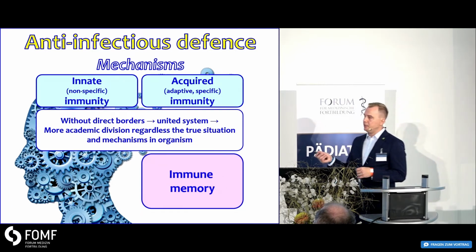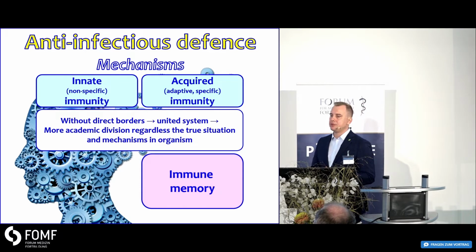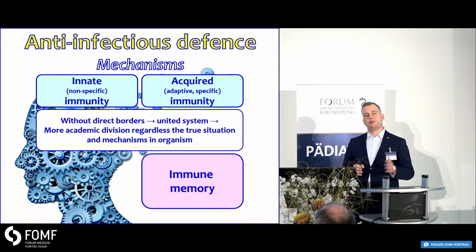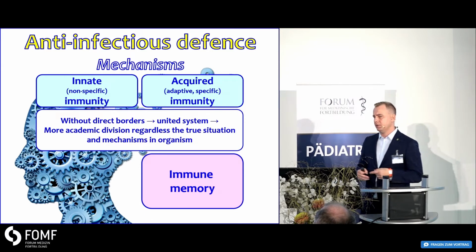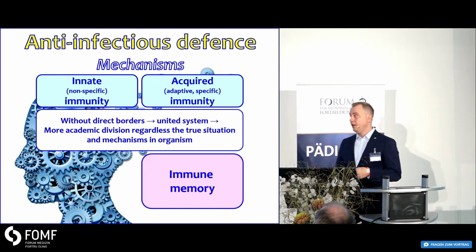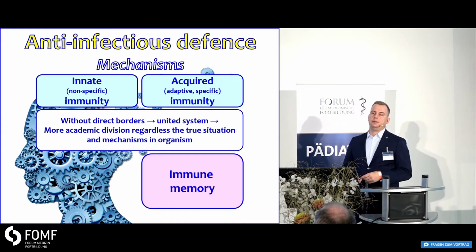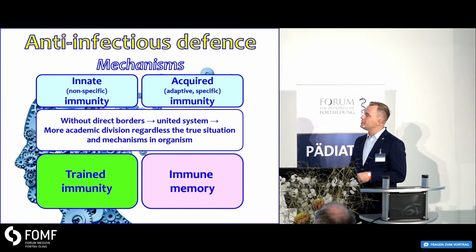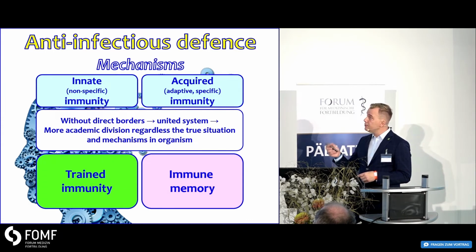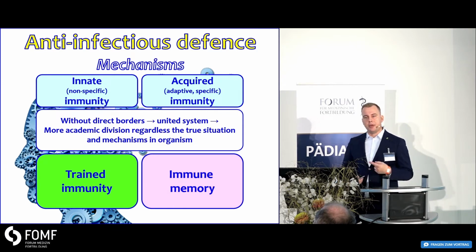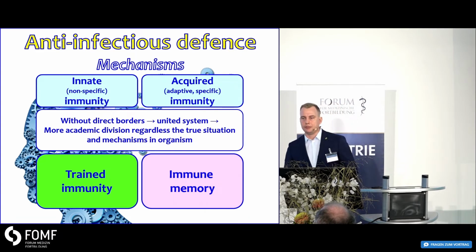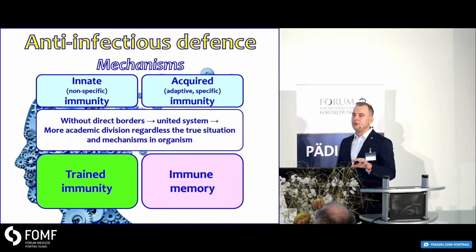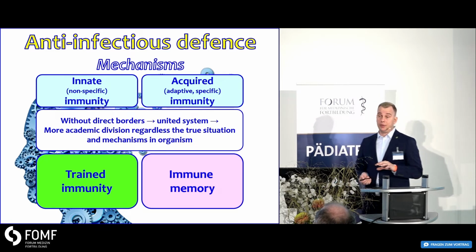What is interesting is that several years ago we taught our students that the most important difference between these two arms of immunity is that acquired immunity is able to remember, and we speak about immune memory. What is quite new in the field of immunology is that, several years ago, it was shown that non-specific immunity is also able to remember in a certain way, and currently we use the name trained immunity. So trained immunity means immune memory of non-specific immunity.